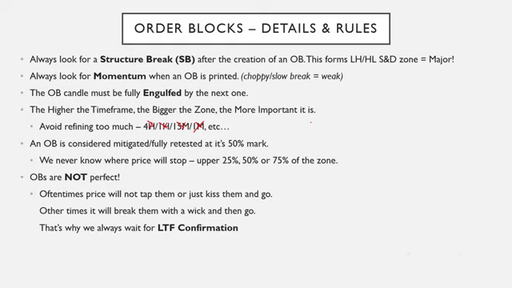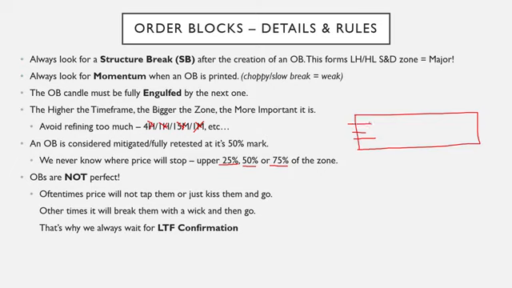Also, an OB is considered to be fully mitigated or retested once it's at the 50% mark. As I told you in the previous example, we do not know where the price is going to stop and reverse. Is it going to be in the upper 25%? Is it going to be in the middle? Or a little bit below? If you have a zone like this, you have 25, you have 50, and you have 75.